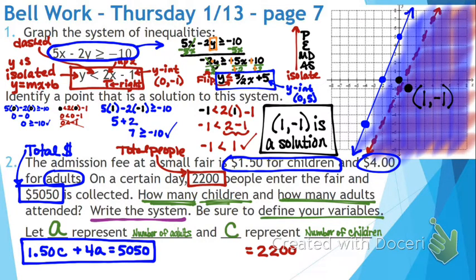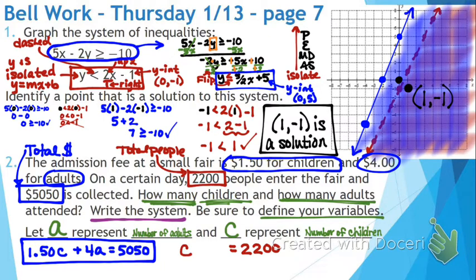Let's go write the other equation. You said that 2,200 represents what? How many people. And we've got two variables, right? What are the two variables that we have? A and C. What does A represent? How many adults there are. Do we have something that means how many children? C. So if I take how many children and I put it together with how many adults, it gives me what? 2,200. It gives me the total people.